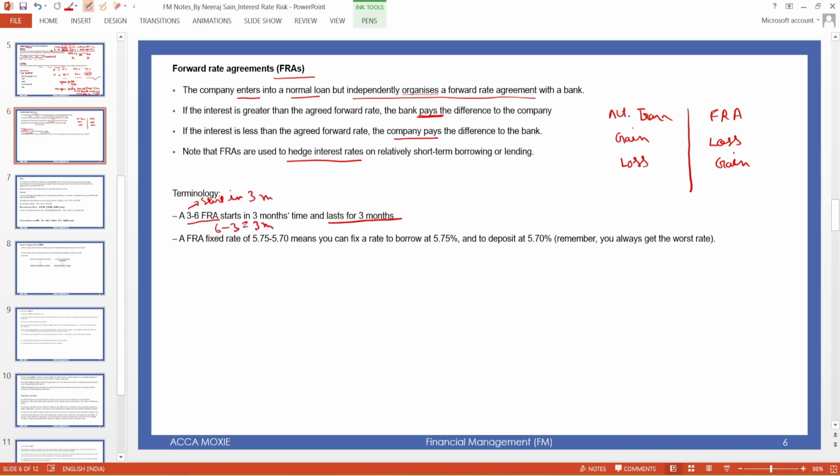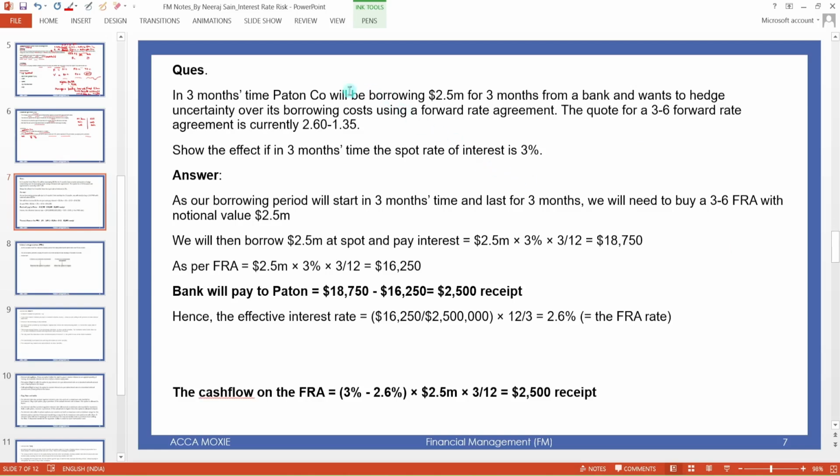Okay, 3 months, it will start in 3 months and will last for 3 months. And which rate, the forward rate? When we go to the bank, it will quote two rates. Which rate do we use? If we are borrowing, the bank will charge higher. If we invest in the bank, it will give lower interest. So this is the borrowing rate, this is the deposit rate. Okay, let's do the question. So remember, you always get the worse rate. Okay, let's do this question.